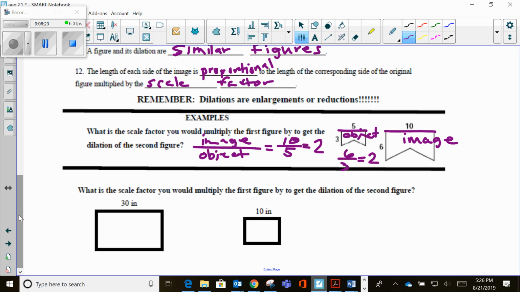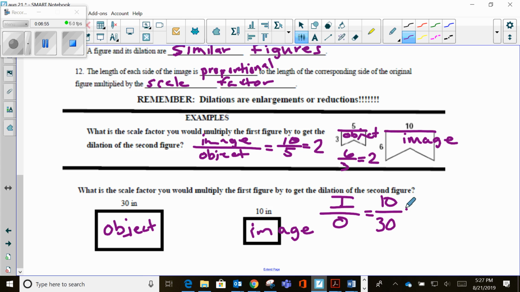But you do not always have to put the big image over the small image. It depends on what is your object and what is your image. So for the next problem, we are going to look at our object, which is this first shape, and our image, which is the second shape. And I'm going to write my ratio, image divided by object. So my image in this case is 10 inches, and my object in this case is 30 inches. I can simplify this fraction to 1/3. And if I wanted to write it as a decimal, it would be 0.3 repeating. All of this is less than 1, so this is a reduction, where the first example was an enlargement.